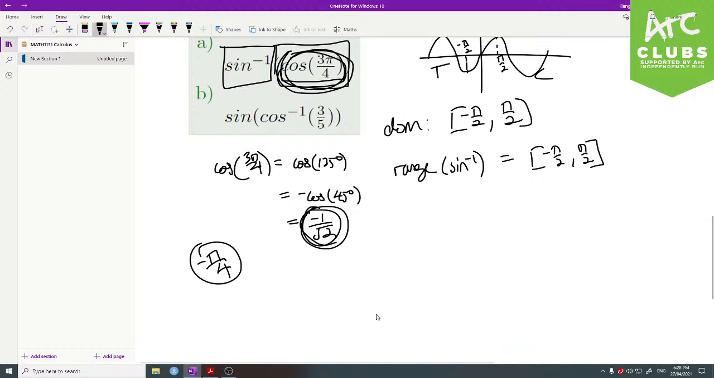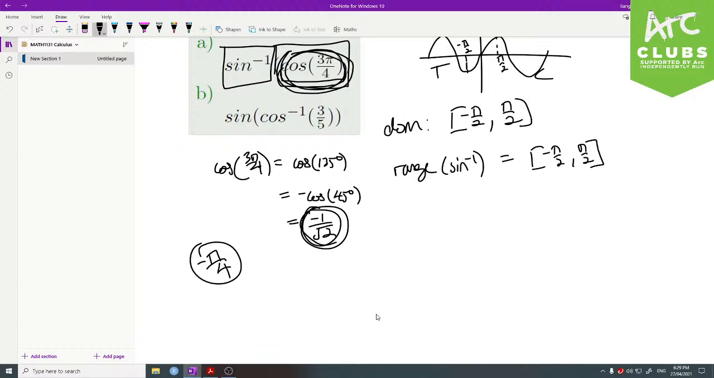Good. Okay. Now in part B, this is kind of like the opposite of what's in part A, right? So part A had the inverse and then the normal trig function. This has the normal trig function and then the inverse. Okay. The way I like to do these is to draw a graph.